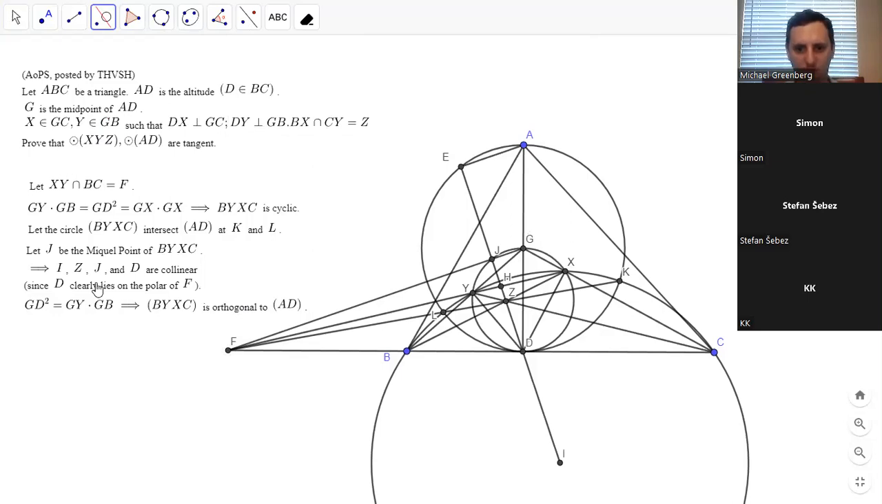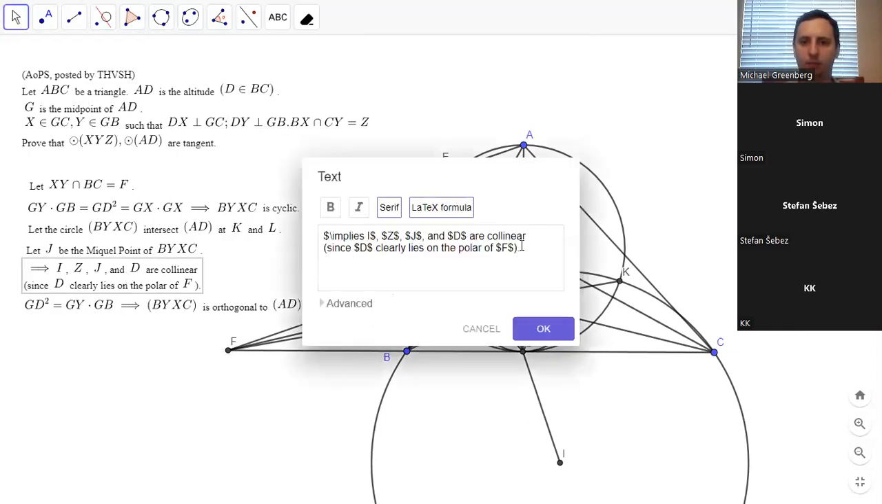So IZ and J are collinear. So I think that's the well-known fact, right? That IZ and J are collinear, but not B. Is that true? Yeah. Yeah. Okay.